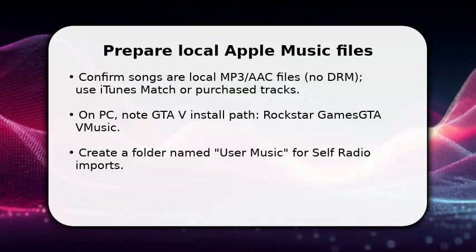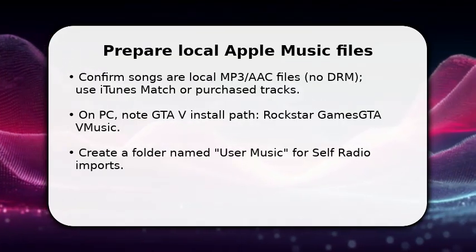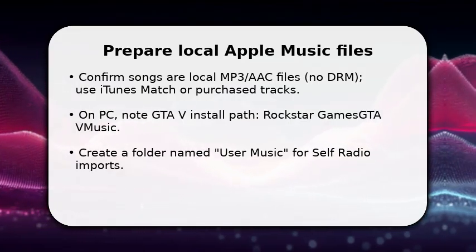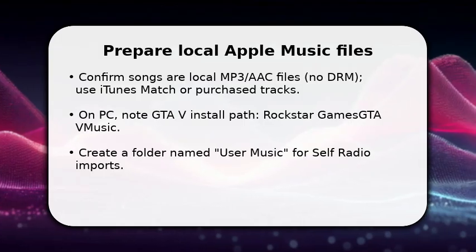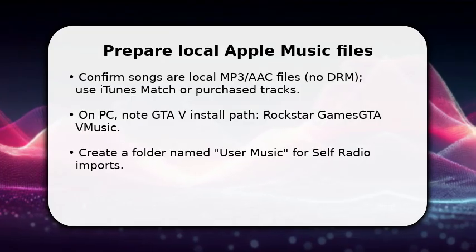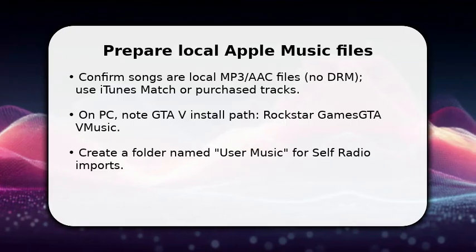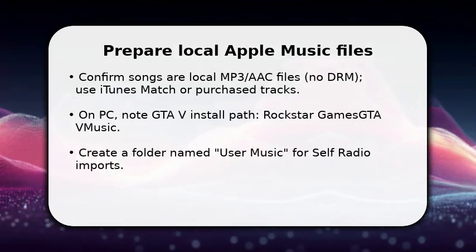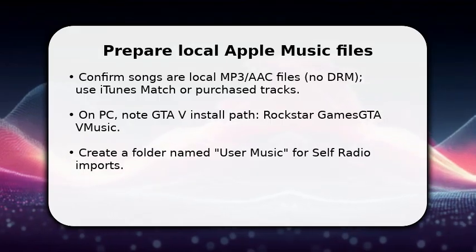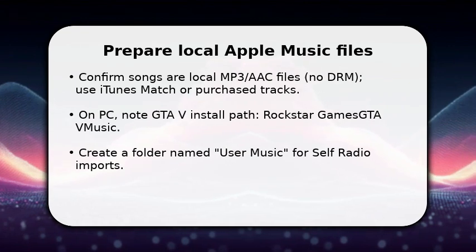You need playable local tracks before you begin. If your songs stream only on Apple Music, first download or convert them to DRM-free MP3/AAC via iTunes Match or Purchases. Subscription streams won't import. Once done, open your GTAV installation folder and locate or create Rockstar Games/GTAV/music/user music. Make sure file names are simple, no exotic characters, because the game scans that.